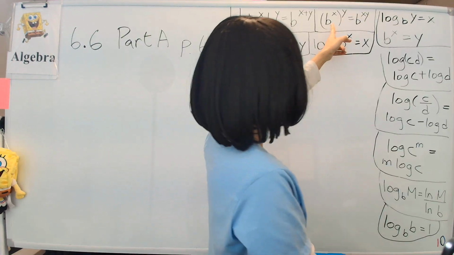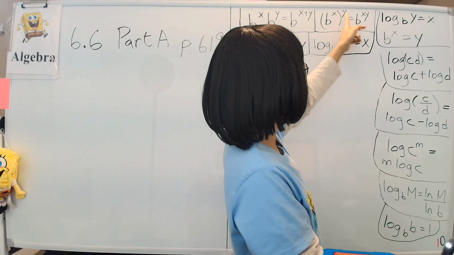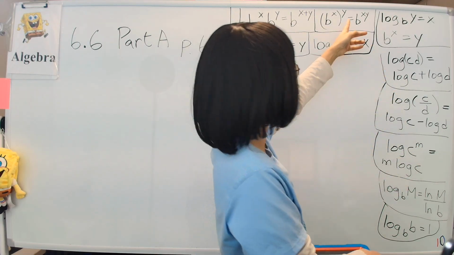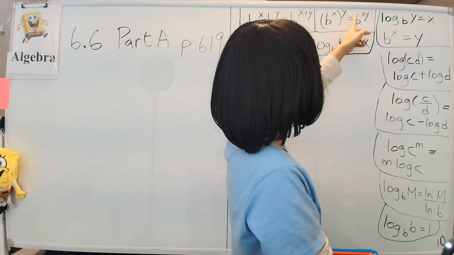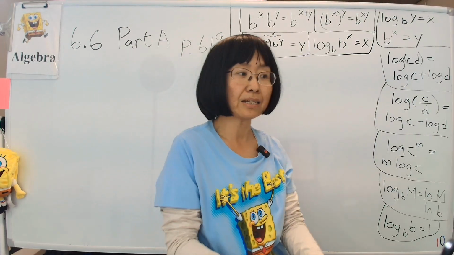And next, here's another rule: if you have an exponent and then the whole thing is raised to another exponent, different or the same, doesn't matter, then the exponents are multiplied together. And this is on exponents, taught in chapter 1.